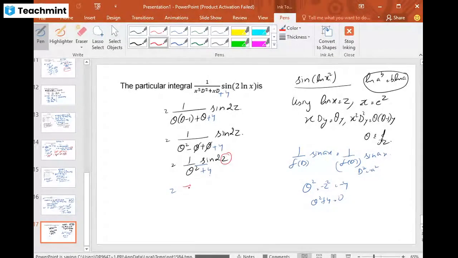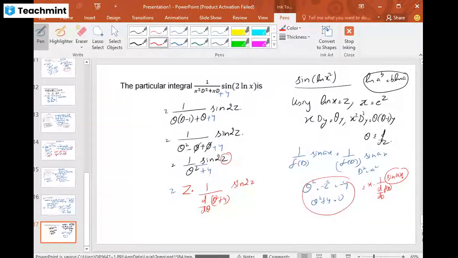So we need to multiply it with z, and differentiate the denominator function with respect to D, and then apply it on sine 2z. Because in case of Euler, we multiply by x, differentiate the denominator function with respect to D, and apply this property, since our independent variable is x. Here our independent variable is z, so we multiply it with z. So what do we get here? It is z times 1 upon 2D sine 2z.